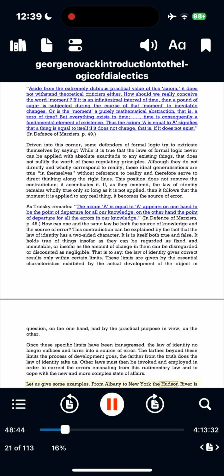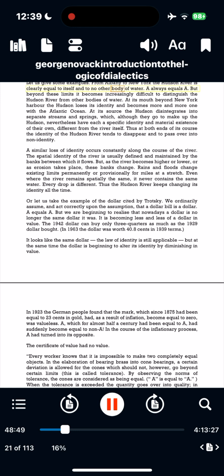From Albany to New York, the Hudson River is clearly equal to itself and to no other body of water. A always equals A. But beyond these limits it becomes increasingly difficult to distinguish the Hudson River from other bodies of water. At its mouth beyond New York Harbor, the Hudson loses its identity and becomes more and more one with the Atlantic Ocean. At its source the Hudson disintegrates into separate streams and springs, which, although they go to make up the Hudson, nevertheless have each a specific identity and material existence of their own, different from the river itself. Thus at both ends of its course the identity of the Hudson River tends to disappear and to pass over into non-identity.